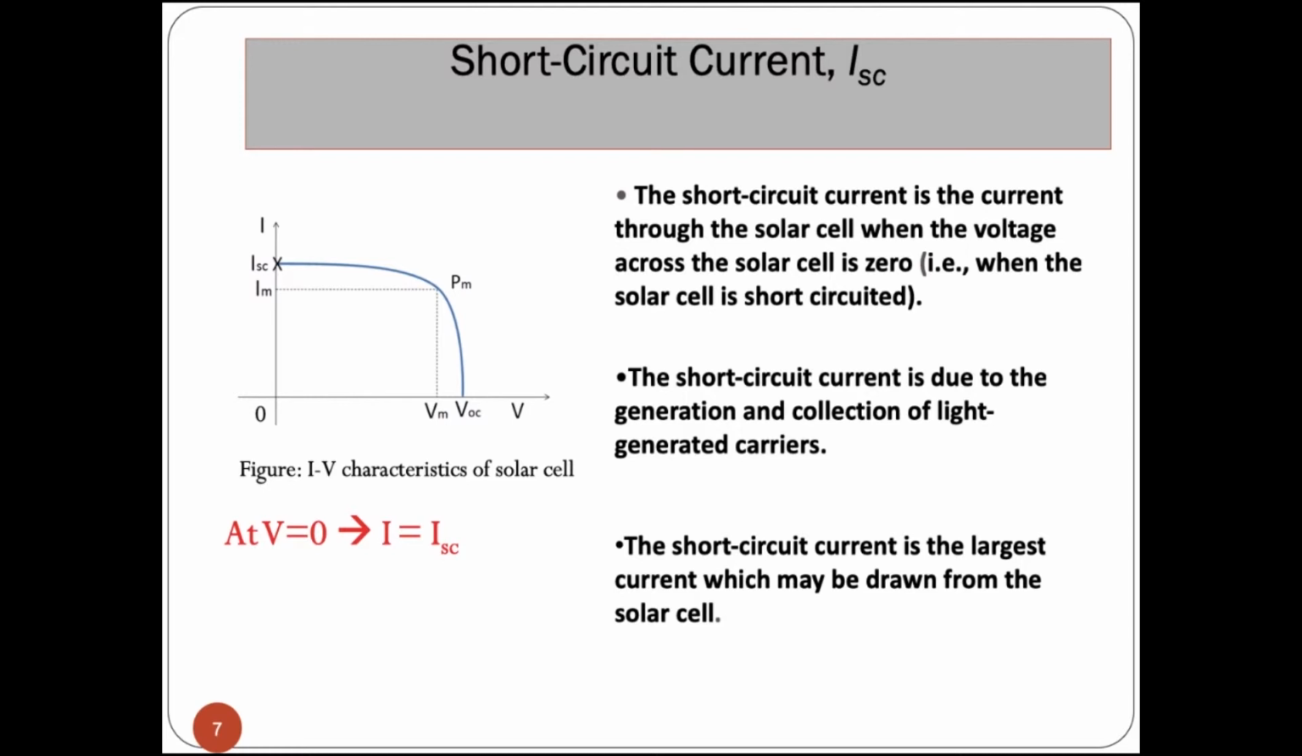The short circuit current is due to the generation and collection of light generated carriers. It is the largest current which may be drawn from the solar cell.